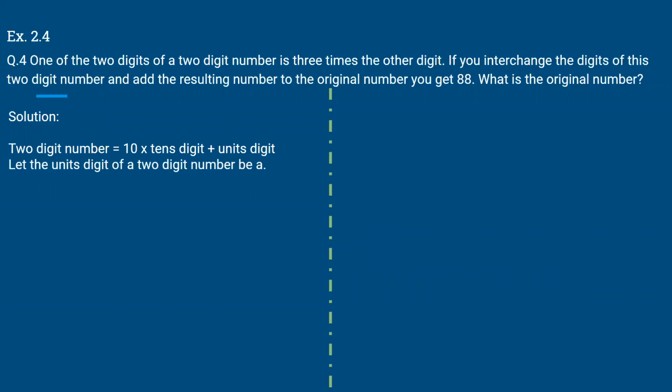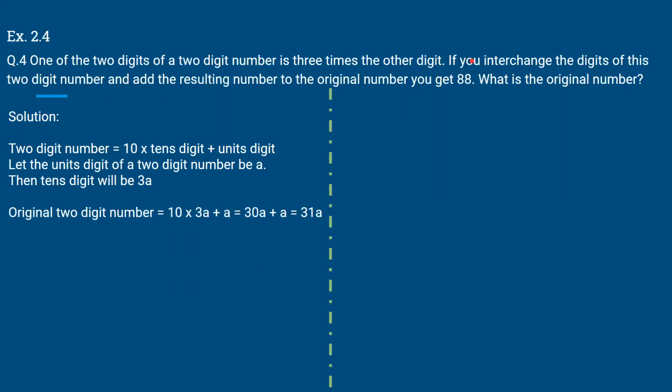So, we can take the units digit of the two-digit number as A. The tens digit we can take as 3 times the units digit, that is 3A. So the original two-digit number can be written as 10 multiplied by tens digit plus units digit, that is 10 multiplied by 3A plus A. So 10 multiplied by 3A is 30A, plus A equals 31A.